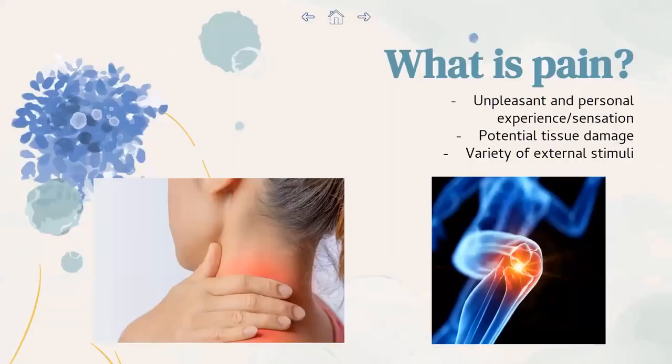First, let's start with this question. What is pain? Pain is a special sensation, typically an unpleasant sensory and emotional experience associated with potential tissue damage. This can come from a variety of stimuli, including pinching, extreme temperatures, acid burns, or tissue inflammation.